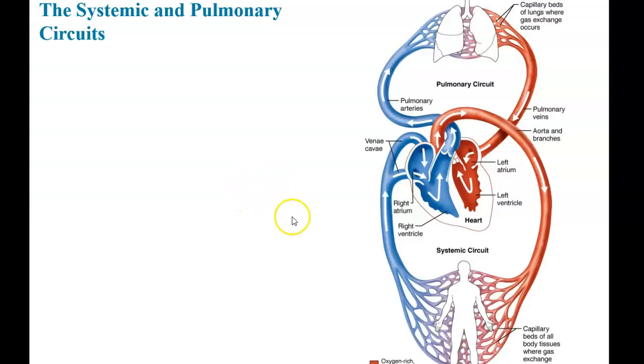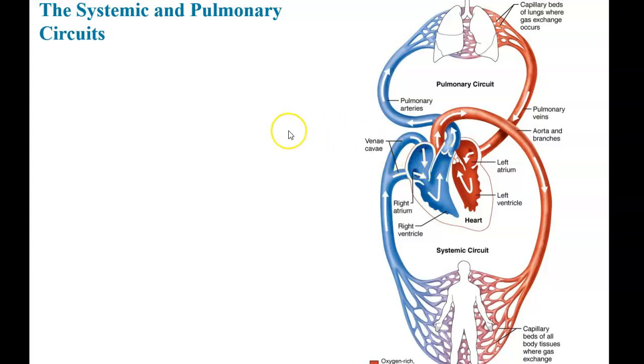Lecture 8 is going to cover the cardiovascular system. This is going to go over two chapters, chapters 18 and 19, but it's only going to be certain sections from those chapters. So we're going to start with chapter 18. This is the part of the cardiovascular system involving the heart.